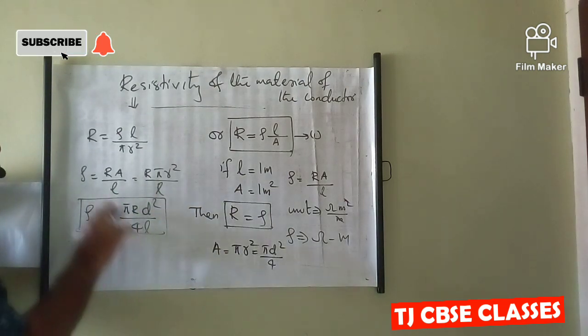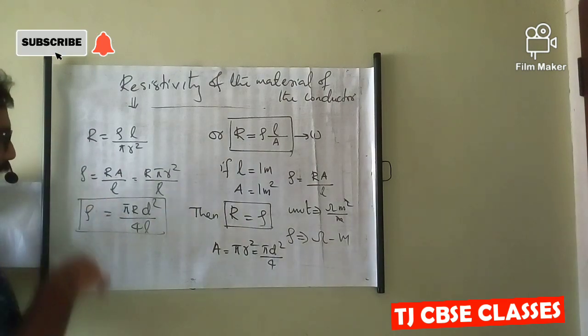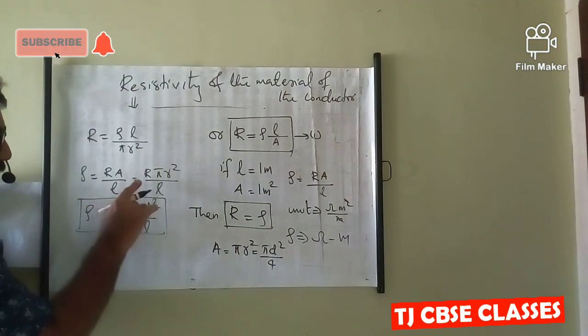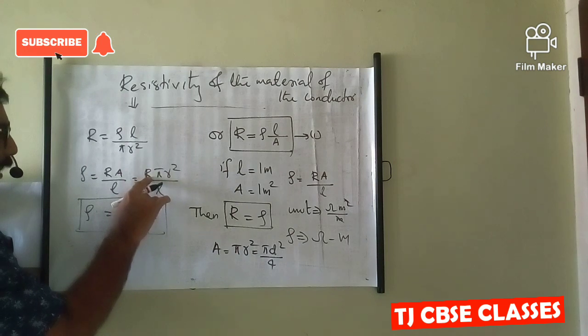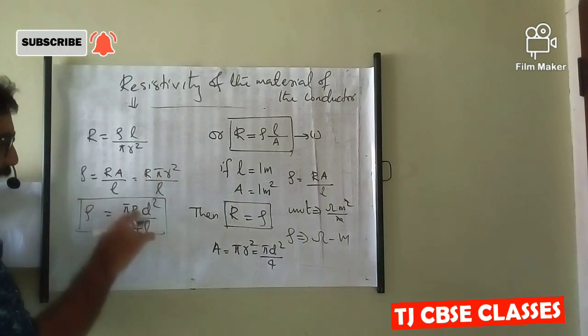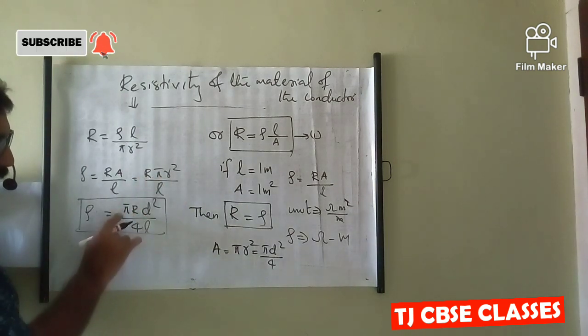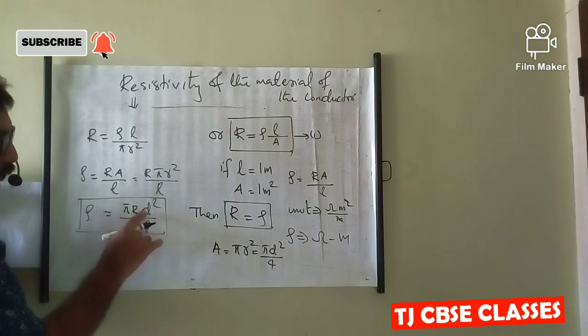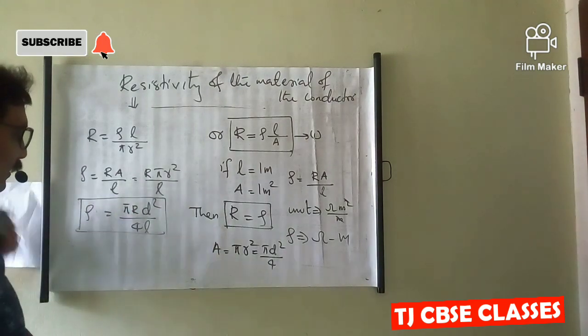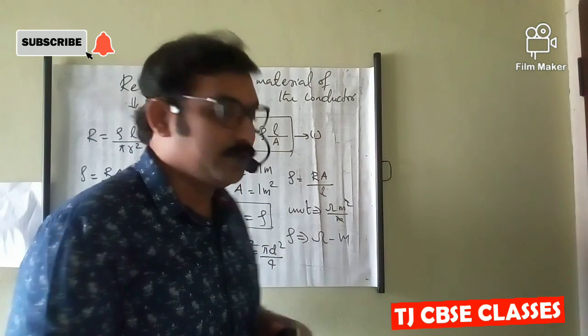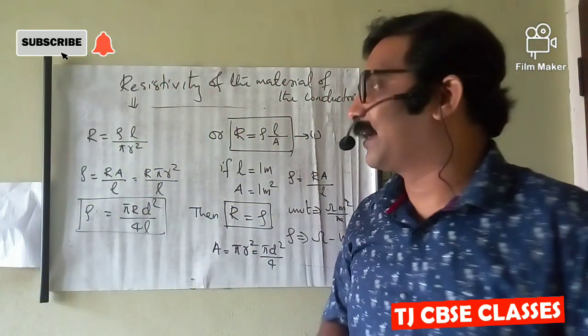This is the equation. These are the two important equations related to resistivity. Here rho is equal to R pi r square by L. In terms of diameter, it's very important: rho equals pi R d square by 4L. These are the things related to the resistivity of the material of the wire.